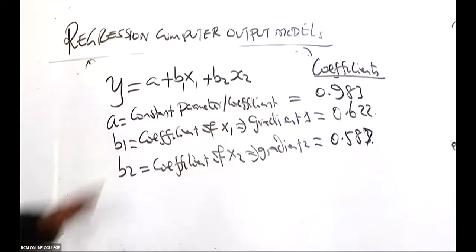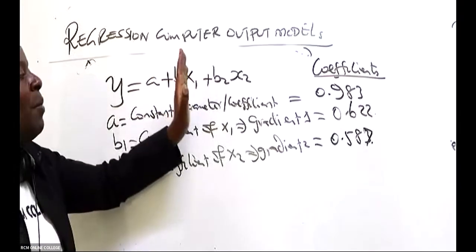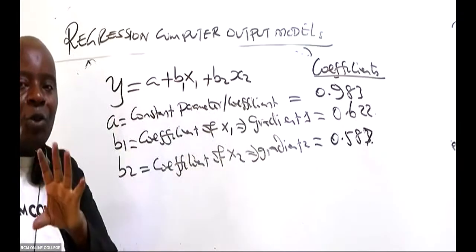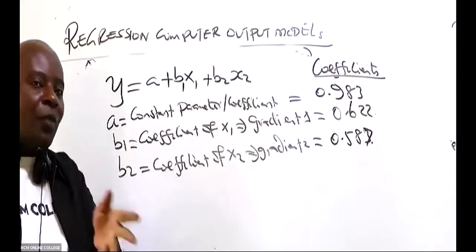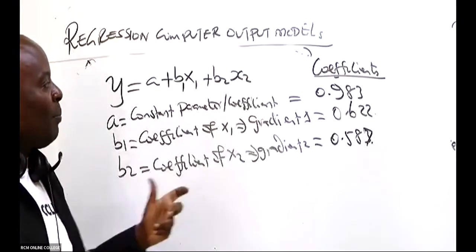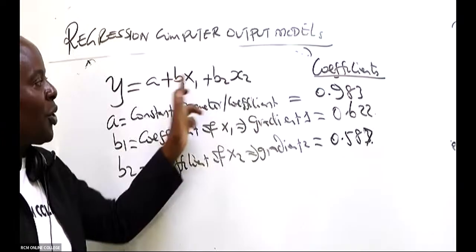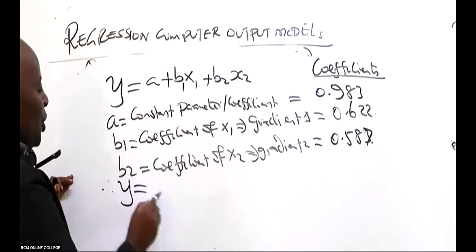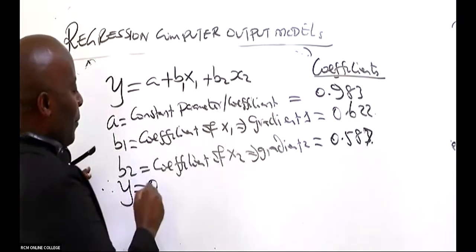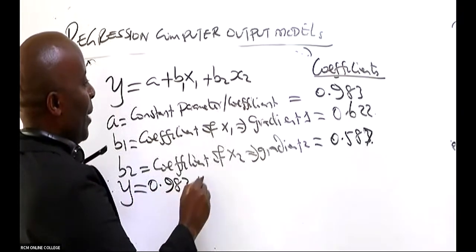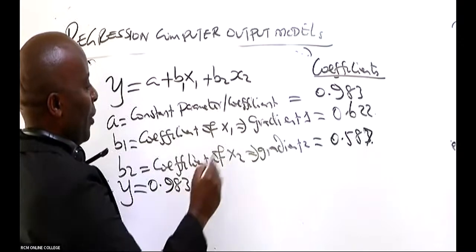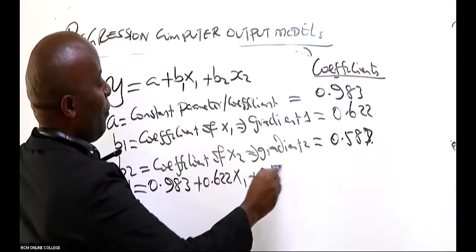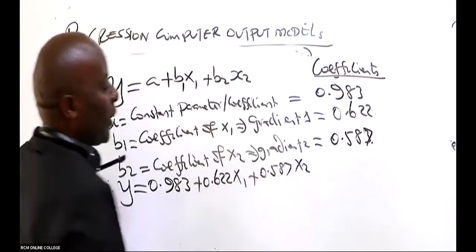So remember, these are the parameters which the examiner will give you in most cases on the first table. Because whenever it gives you a computer output, it'll give you 2 tables, parameter table and then ANOVA table. Parameter table will help me always analyze the information regarding these parameters. And therefore the equation, our y will be equal to a 0.983 plus b1, which is 0.622x1 plus 0.587 x2, like that.